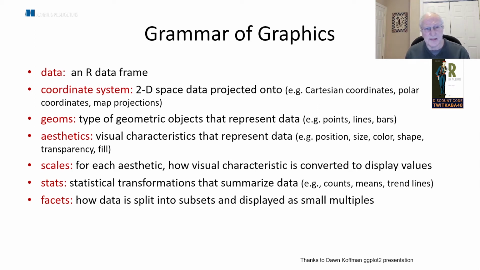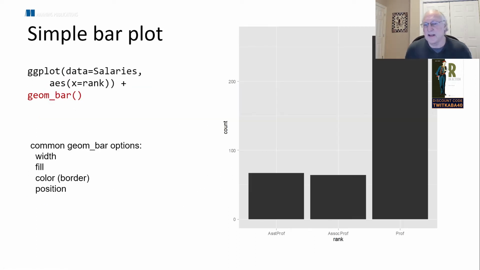So these are the things that make up the grammar of graphics, and the things we're going to be most concerned about are the data, the aesthetics, and the geoms. When we specify those, we'll get a nice graph, and then if we want to tweak it, we'll work with some of these other things. So let's just look at a simple graph.